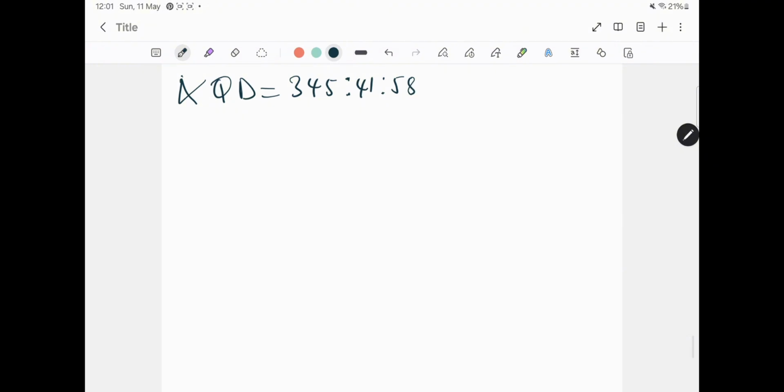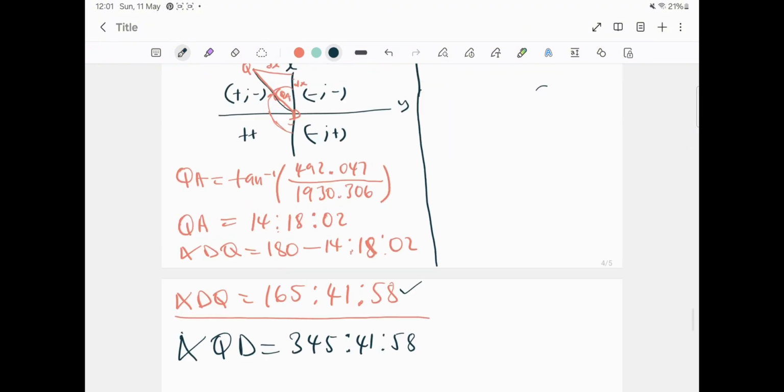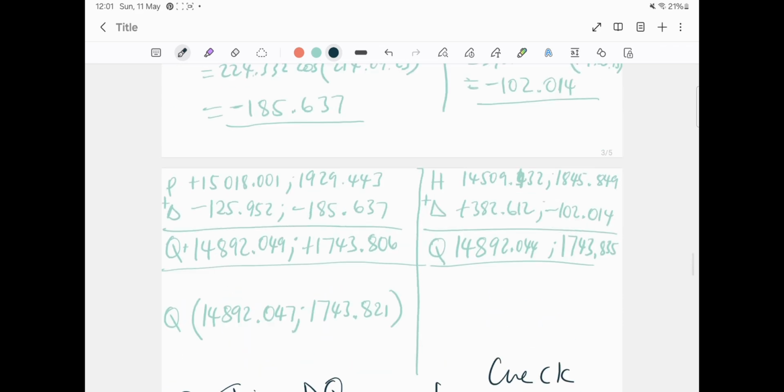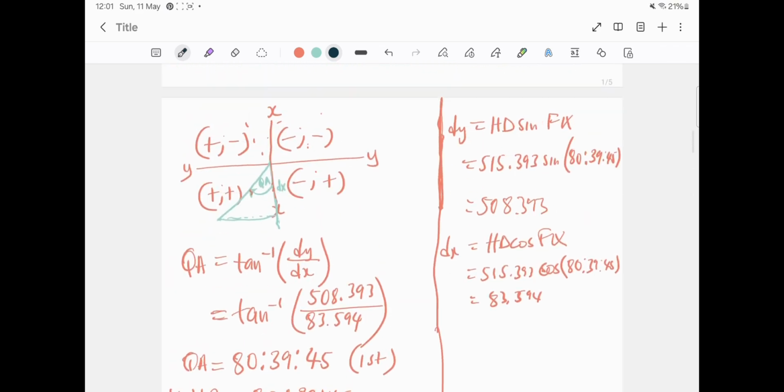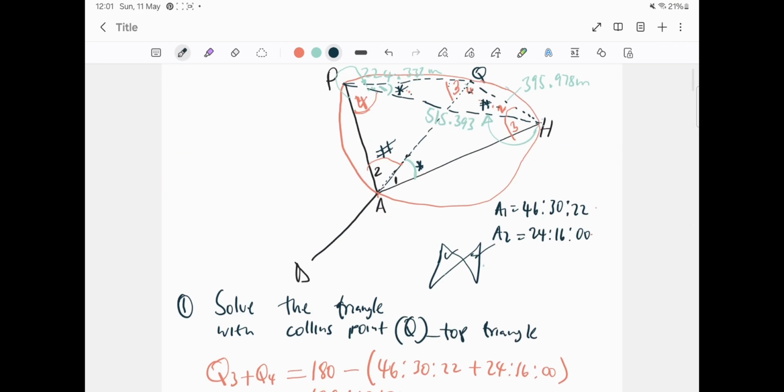So now from here, we can find the angles Q3 and Q4. This is how I find them. Let me just take one part from that diagram. You look at Q3. Which sides are enclosing Q3? It's QP and QD.